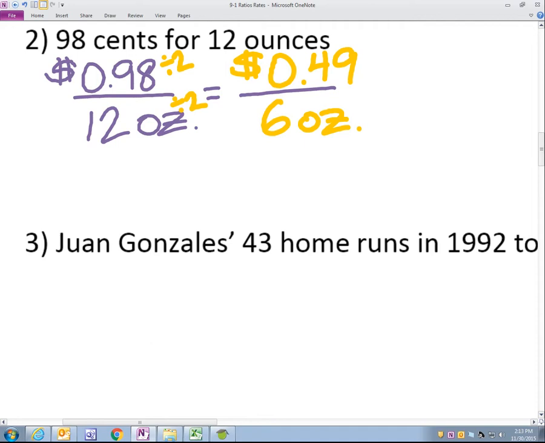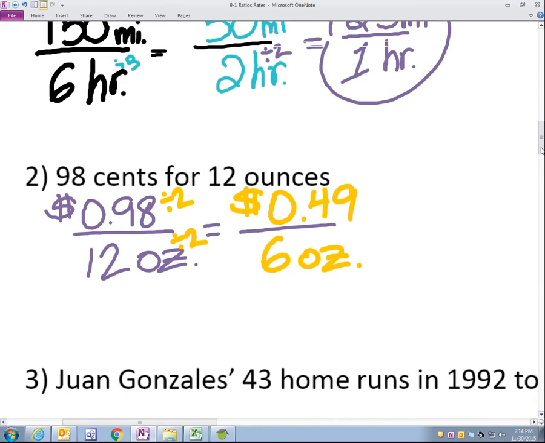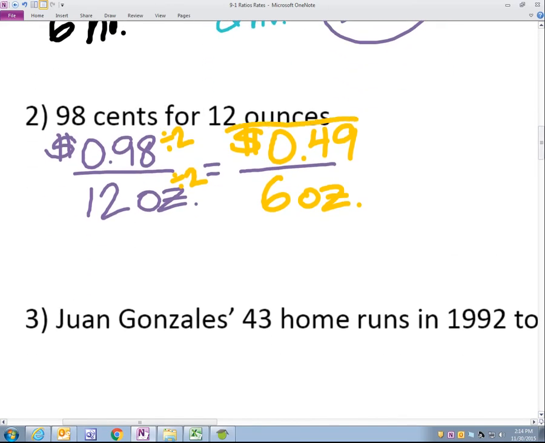So does 4 go into 49? No. Does 4 go into 6? No. So we're done. 7 does. 7 goes into 49, but it does not go into 6. So we're done. This one's set. It is so easy because you had it last year.